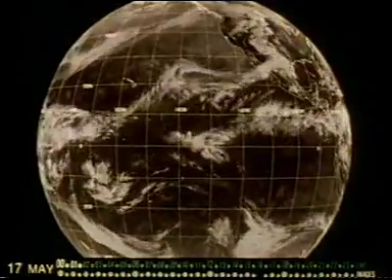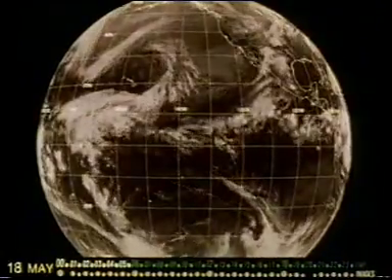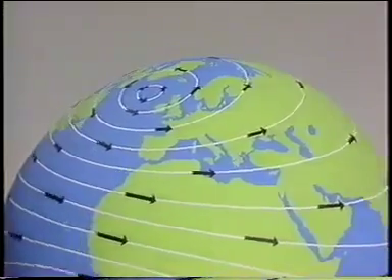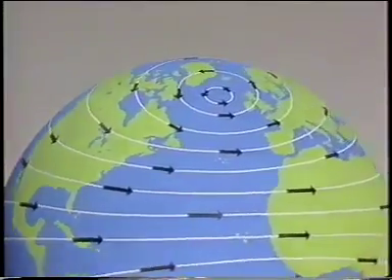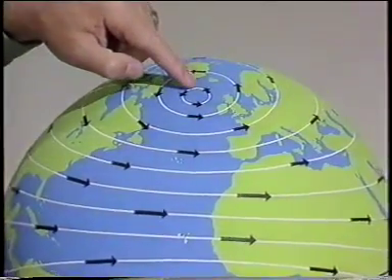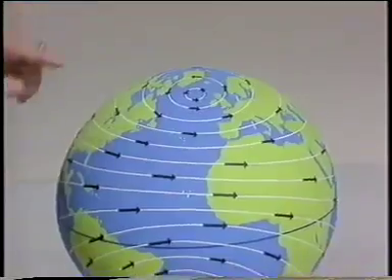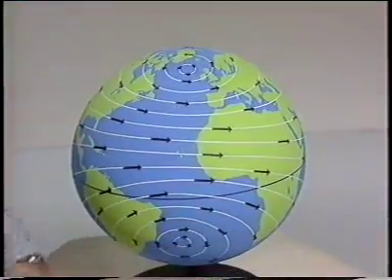This speeded up film shot from above the Pacific gives you some idea of airflow over the surface of the Earth. Here's a hypothetical airflow on the Earth's surface. An enormous vortex in the northern hemisphere and another one in the southern hemisphere.